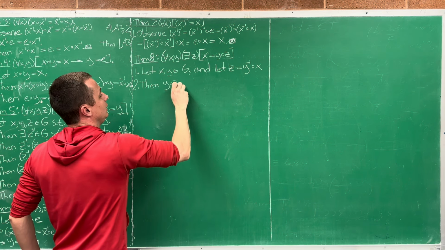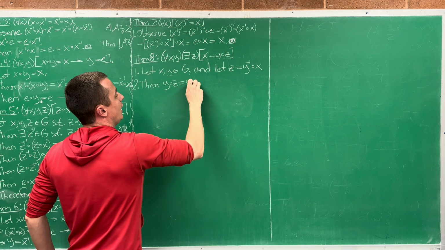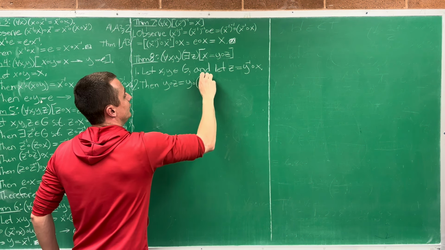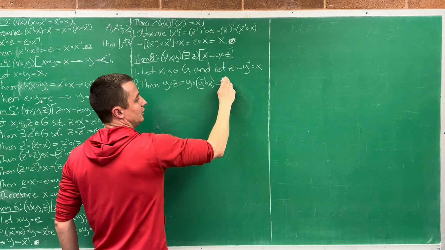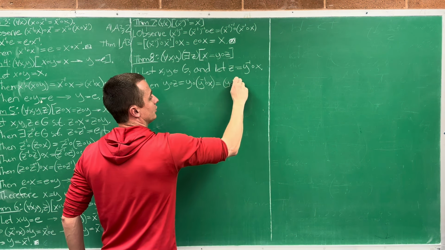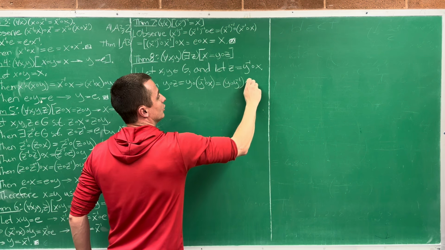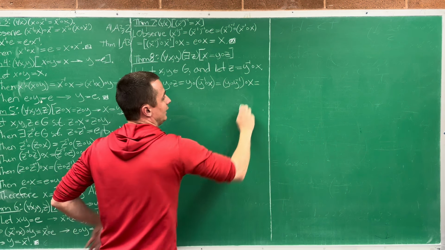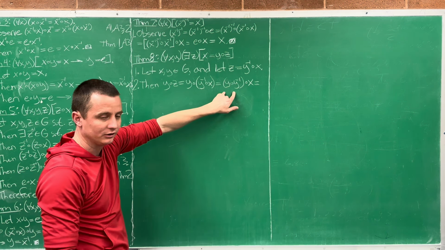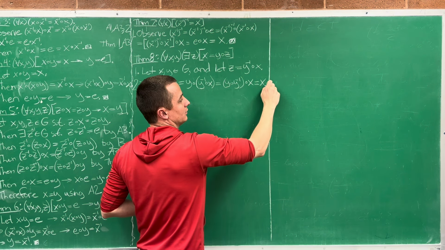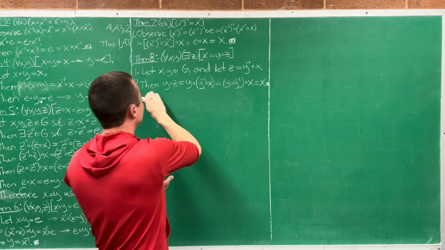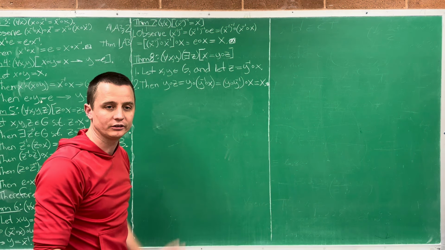y circle z is equal to y circle y inverse circle x, moving our parentheses. And I think you can see those cancel out to identity. Identity circle x just gives me x. So we found the z such that y circle z gave us x.